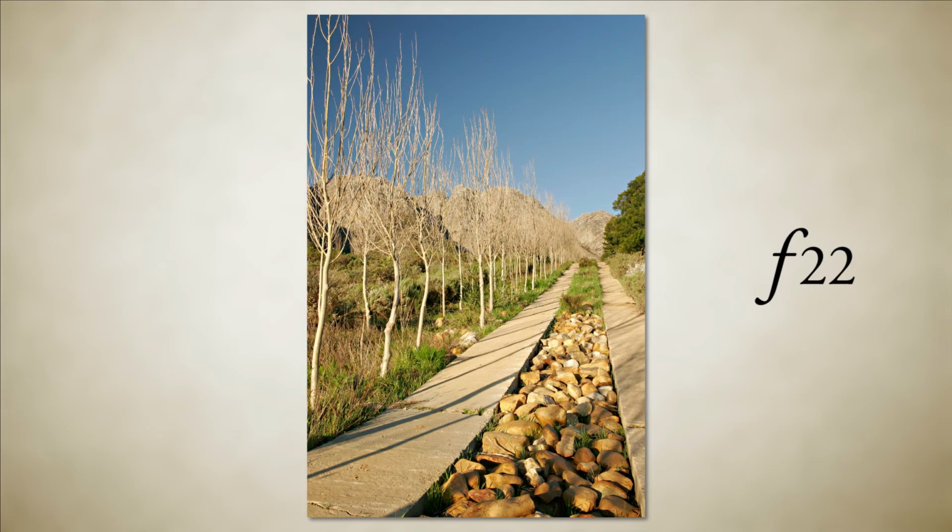The second example, we're going to look at this landscape. You'll notice there's a deep or maximum depth of field. Using an aperture of f22, we've got sharp focus from the foreground through middle ground right to the background.